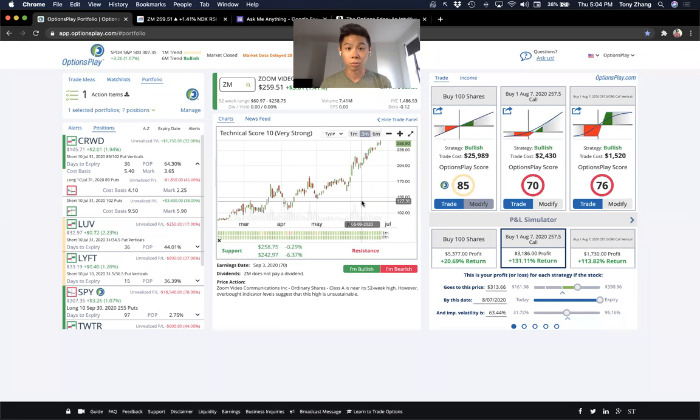So I do think that the stock may be due for a correction, especially when you think about Microsoft Teams trying to get into this particular space. So those are my views here on Zoom.